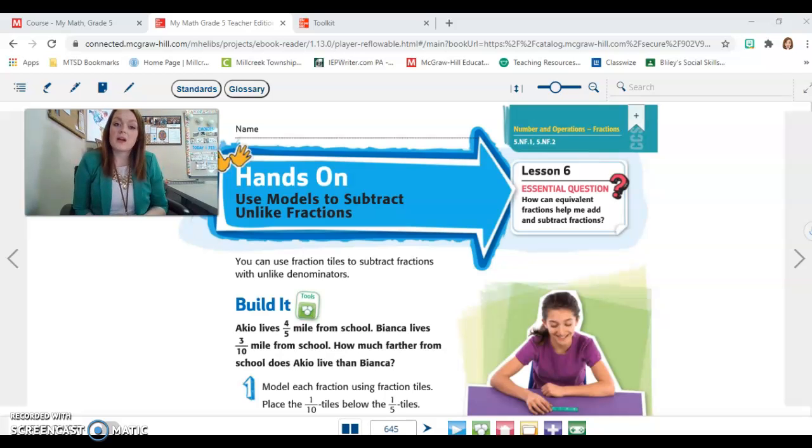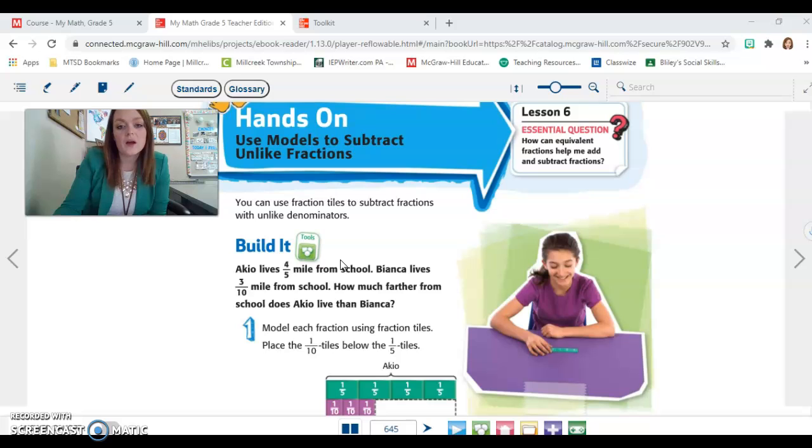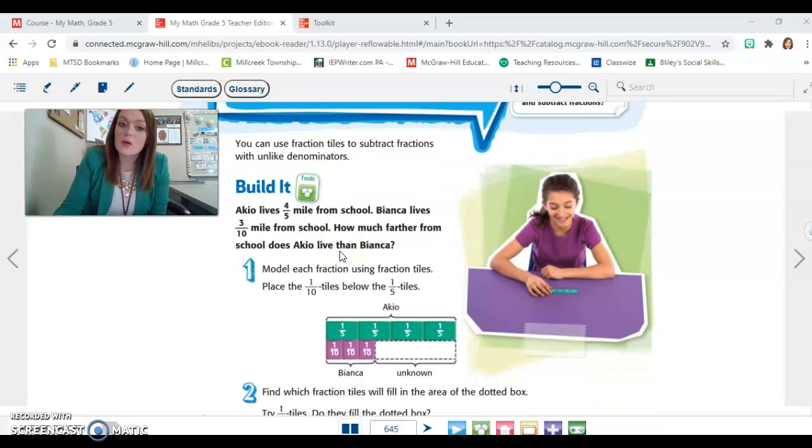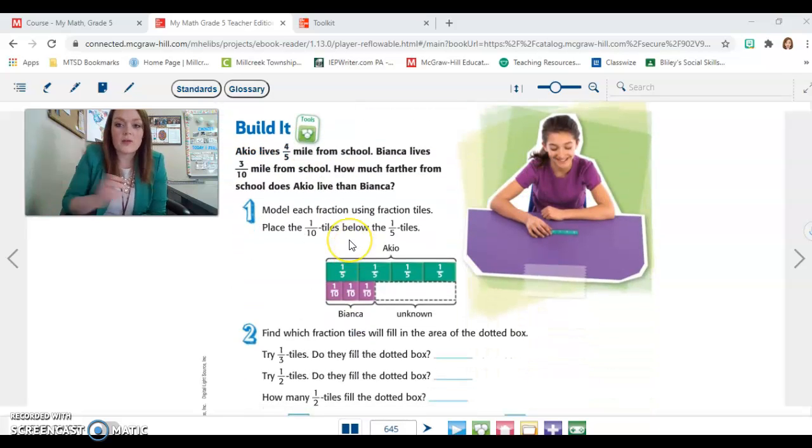We are working with subtracting unlike fractions. Last week we added unlike fractions, so today we are going to be subtracting very similar. We will be using fraction tiles to help us subtract unlike denominators. So let's get started. We have a build it.